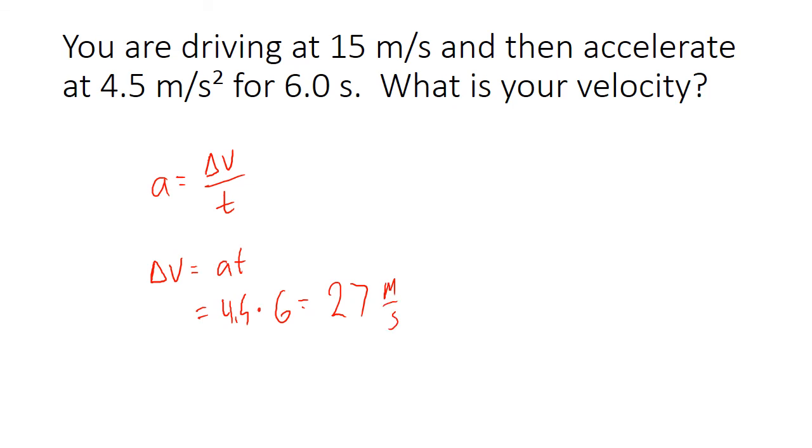But remember, I'm not going at 2.7 meters per second because I had a head start at 15. So I was at 15, and then my delta is going to be 2.7. So I'm just going to add the 2.7 to there, because I went up by 2.7. So adding those two together, we get 17.7 meters per second, because we were starting at 15. That's our initial. We went up by 2.7. We end at 17.7. That's our final velocity.